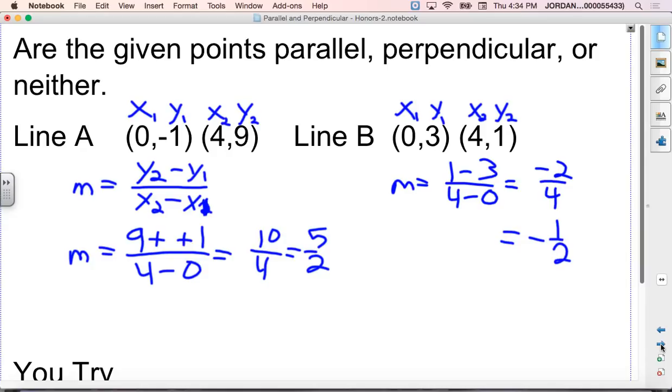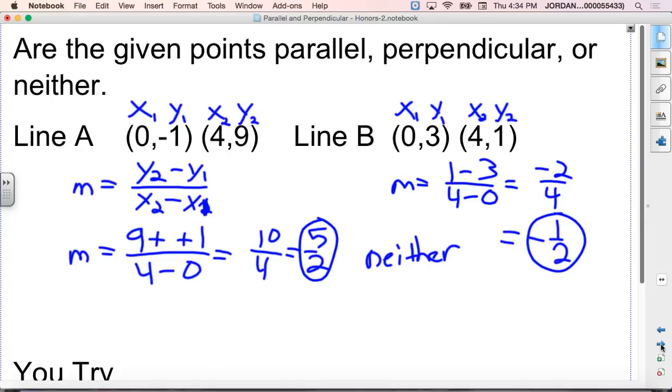So looking at these two slopes, are they the same or are they opposite reciprocals of each other? This one gave me 5/2, and this one gave me negative 1/2. Well, they're opposites, but they're not really reciprocals, because the opposite reciprocal of 5/2 would be negative 2/5. So they're not opposite reciprocals, and they're obviously not the same. So this would be neither. Those points would give me neither parallel nor perpendicular lines.